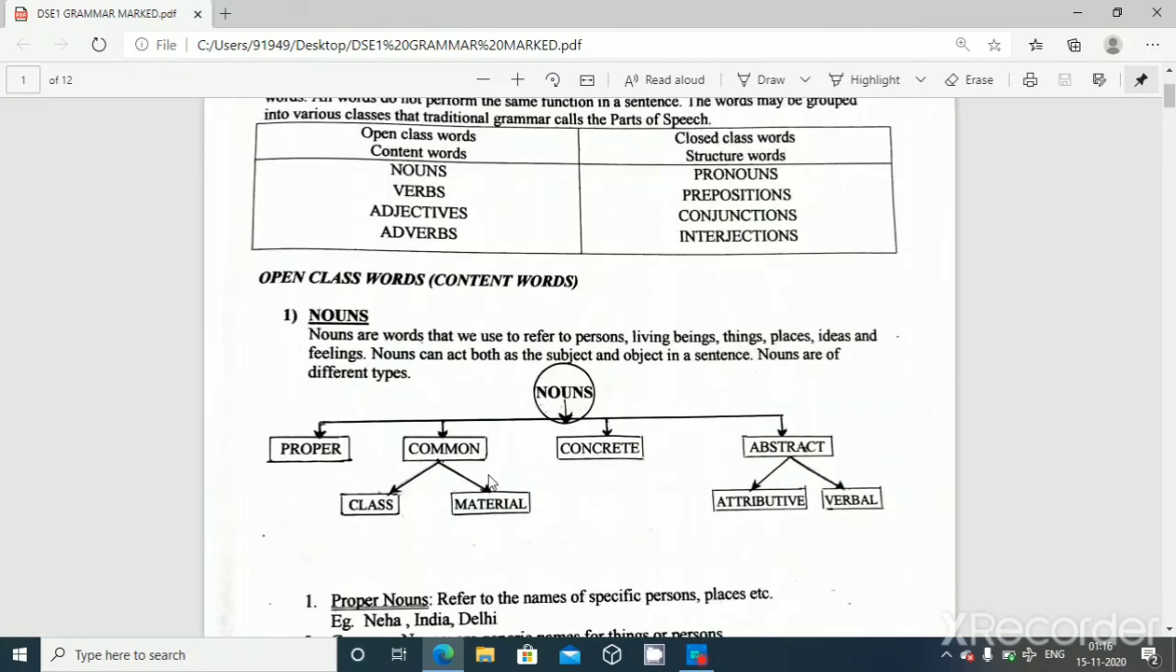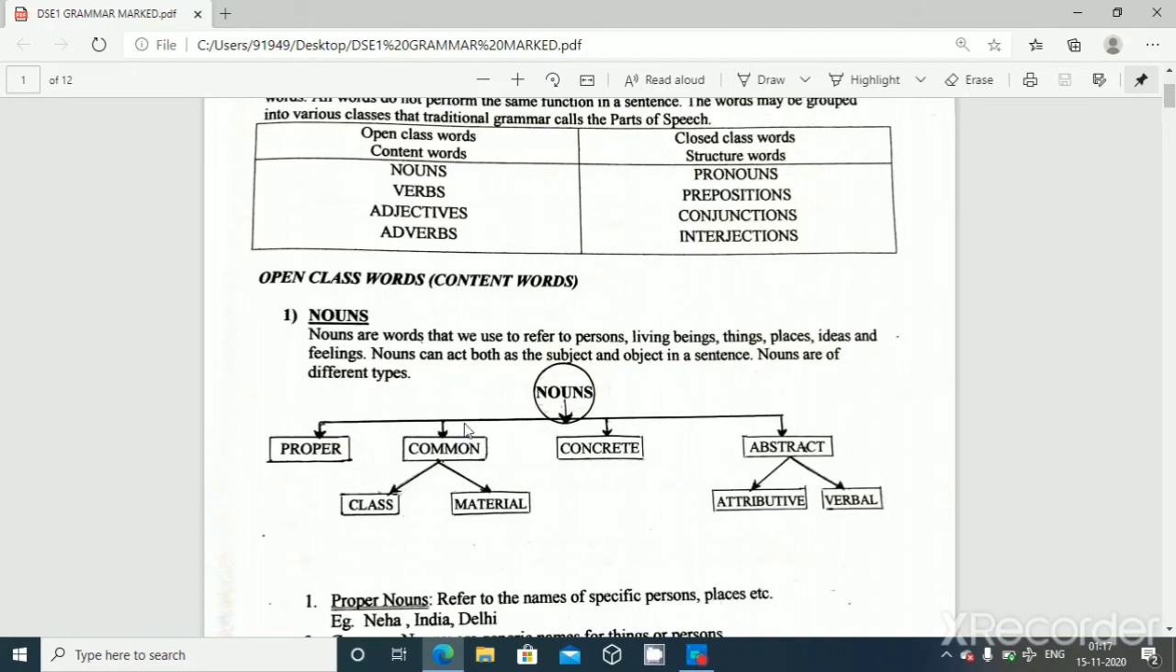So proper, common, concrete. Now, if you are given a word, you can at least identify, yes, it's a noun. Even if you cannot talk about the specific category, at least you should be able to identify it is a noun, because we will talk about verbs, adjectives, adverbs in different forms. There are different varieties and different structures we will learn. So at least we should be able to identify that this is a noun. And that is the ultimate.